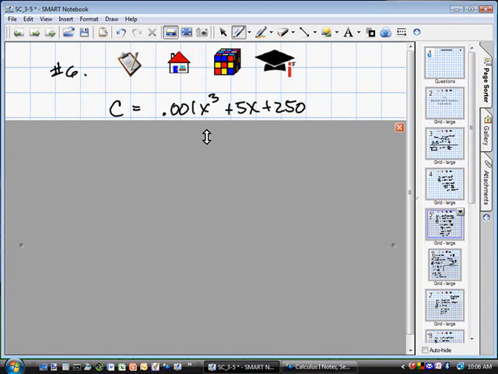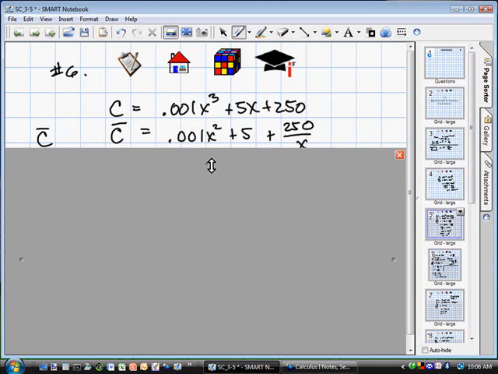So step 1, let's follow Jesse's advice and divide by X. Don't forget to divide every term by X. So that last term becomes 250 over X. So now I'll ask it again: how do I minimize this average cost? This is the same old story. Find the first derivative, set it equal to 0, and solve.